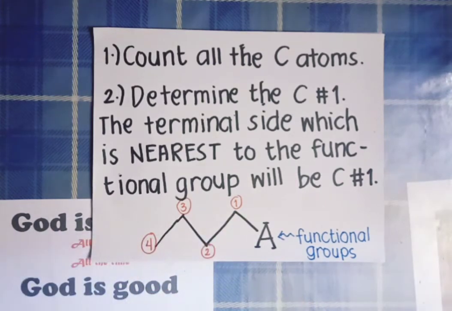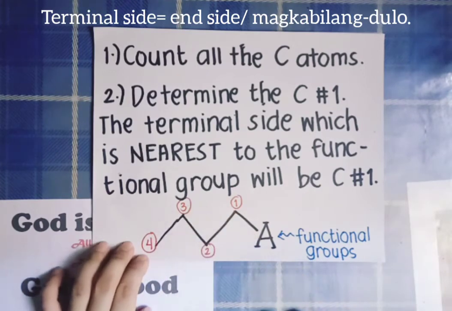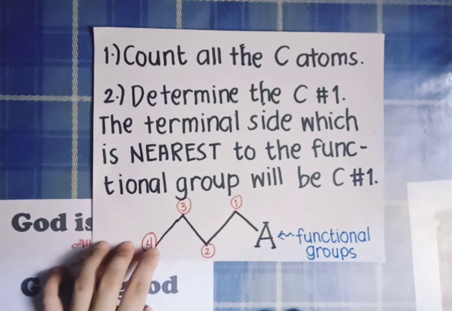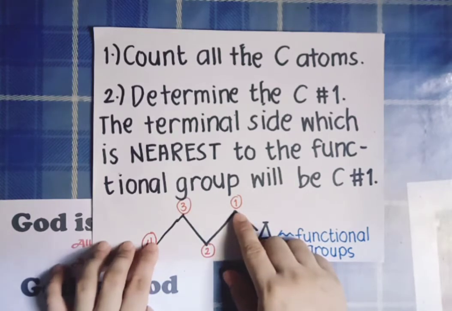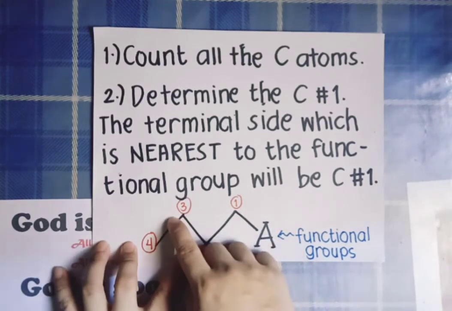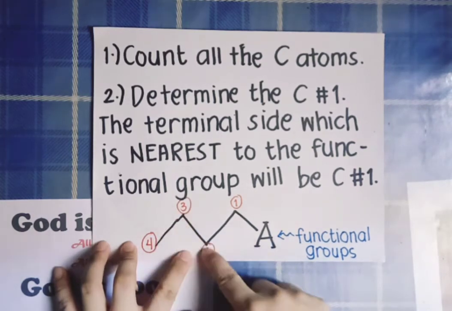Now later, I am going to use also terms like middle carbon and terminal carbon. What are these? When I say terminal carbon, these are the carbon atoms that can be found on the terminal side of an organic molecule. So say for example, this is our organic molecule. Our terminal carbon atoms here are this one and this one, the carbon number 1 and carbon number 4. On the other hand, carbon number 2 and carbon number 3, because they are not found on the terminal side, are actually known as the middle carbon.